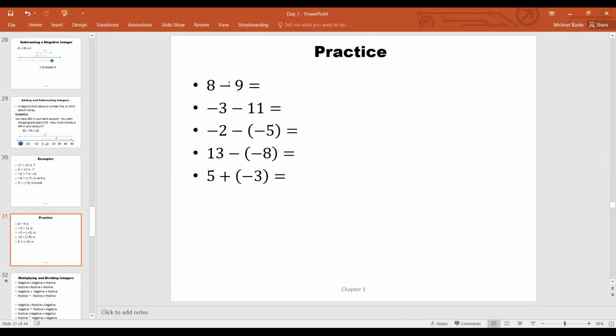Again, don't forget that minus times a minus is a plus. Here's a little fooler. Plus a -3, that equals 5 minus 3. Don't be fooled by those things.